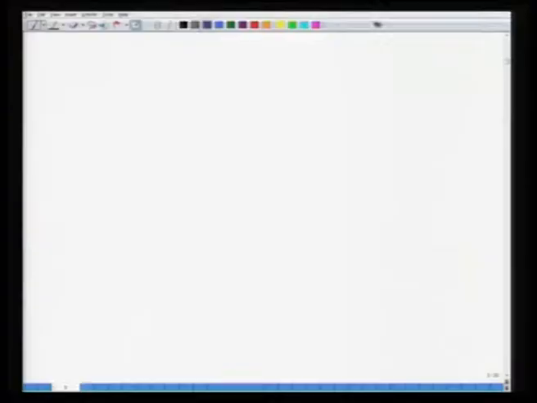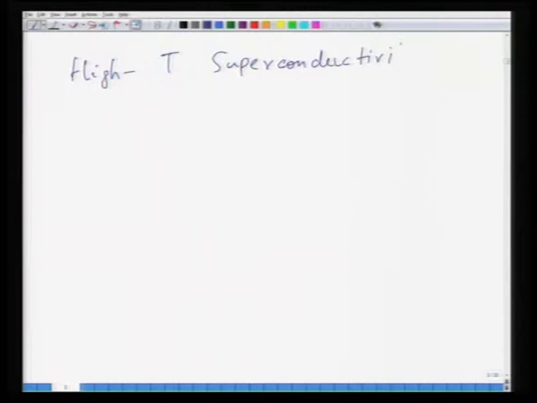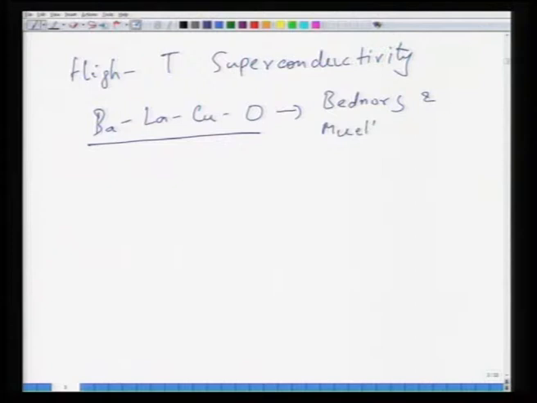As far as high temperature superconductivity is concerned, this became an intense topic of research after the discovery of superconductivity in an oxide of barium, lanthanum, copper and oxygen by Bednorz and Muller. This happened in 1986, not too long ago. The discovery showed a transition temperature of 40 Kelvin, which meant that below 40 Kelvin these materials were superconducting, that is, they had zero electrical resistance. This was a major boost to finding superconductivity in oxides.